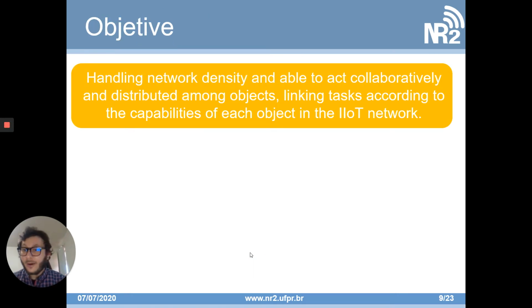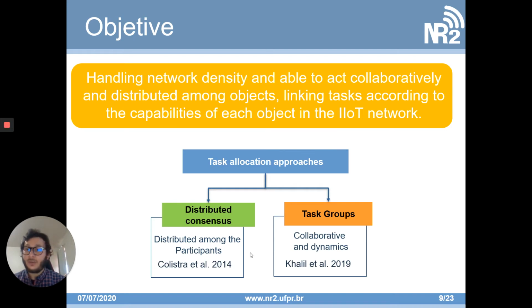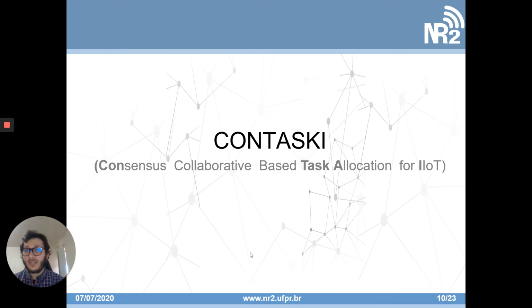So our objective is to handle the density of the network, consider collaboration, and distribute tasks among all the objects in the IoT according to their capability to do the tasks. So we choose to utilize two techniques: distributed consensus and task group. These techniques give us the possibility to work distributed among all the participants in the network, and collaborative and dynamic at the same time. So for handling this problem, we propose a mechanism named Contask.